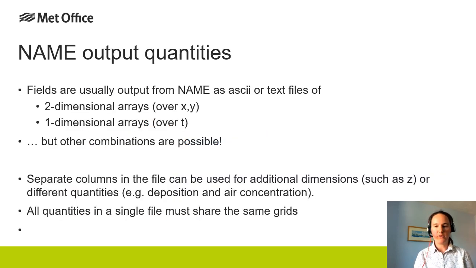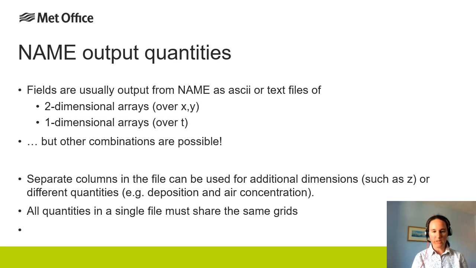So we've taken a brief look at how we specify the output in terms of its grid horizontally and vertically, and its time averaging or integrating. But what is also important to look at is how the output is actually going to appear to us. Fields are usually output from NAME as an ASCII or text file, which usually has either 2 dimensions or 1 dimension, although actually any combination is possible. And it's possible to decide exactly what you want in your separate columns. So you can use your separate columns for additional dimensions or for different quantities such as deposition or air concentration.